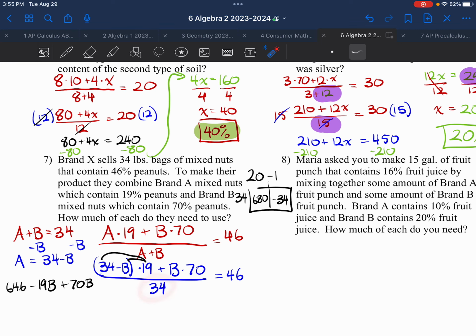I need to get rid of that 34. The way that we undo divide by 34 is multiply by 34. So I'm going to multiply this side by 34, multiply this side by 34. And when I do that, the 34 and 34 are gone, and I need to do 34 times 46 over here. I'm going to do that without a calculator.